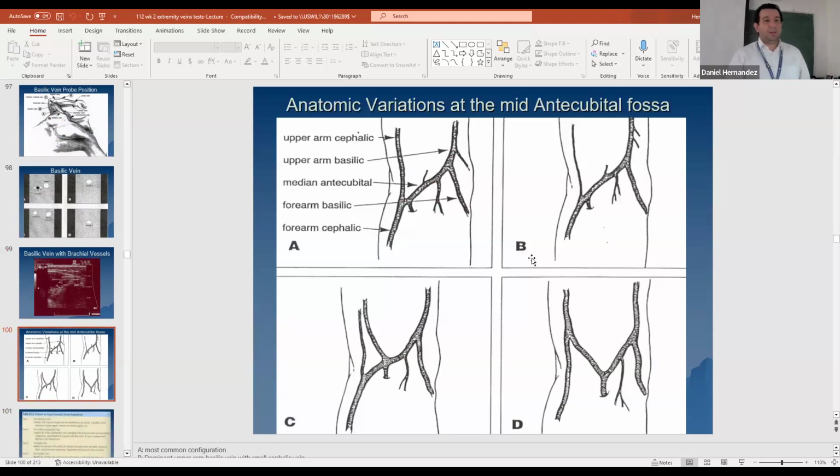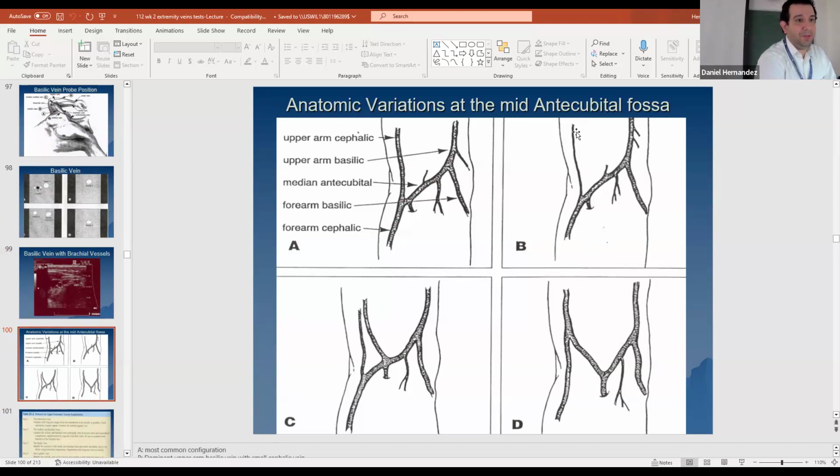Just keep in mind there are lots of different anatomical variations when we're talking about the superficial veins and the median cubital vein and how they connect at the antecubital fossa. So again, not every person's the same. In this case, we have a dominant basilic vein coming into that median cubital vein. And then the cephalic vein in the upper arm is very atretic, it's very small in caliber. So there's probably very minimal flow getting through this.